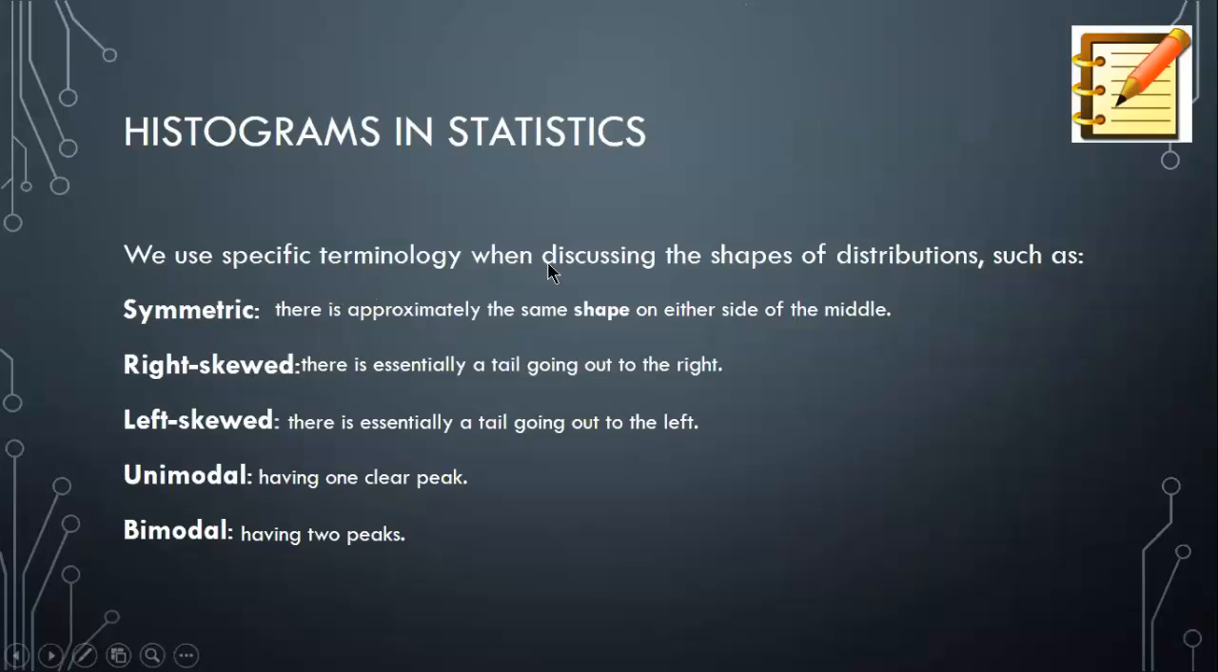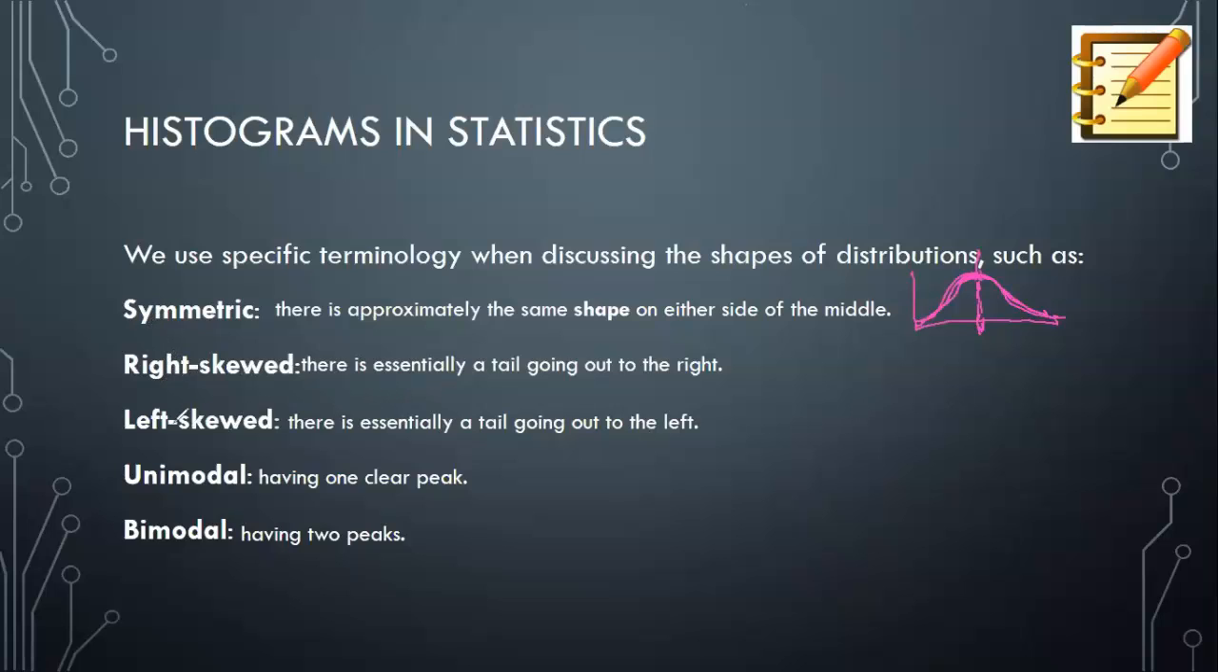We use specific terminology when discussing the shapes of distributions, such as symmetric. Symmetric is when there is approximately the same shape on either side of the middle. So for example, if I have a histogram here, here's my middle, we have approximately the same shape. So those of you that were talking about that bell curve, that's when we have a symmetric histogram, where we have approximately the same look and shape on both sides of the histogram.